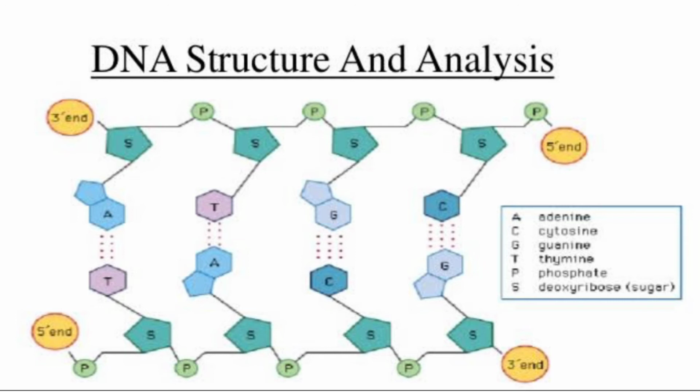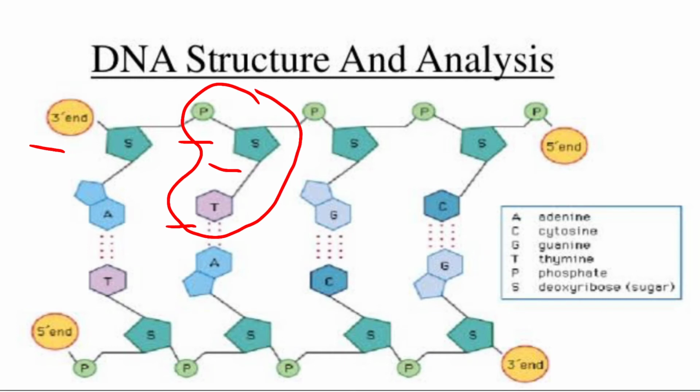Here you can see, as I said, the DNA is made up of so many nucleotides. So this is the 3' end. Here we see a phosphate, sugar and a nitrogen base. So phosphate, sugar and nitrogen base form a nucleotide, and the sugar and the nitrogen base form the nucleoside.